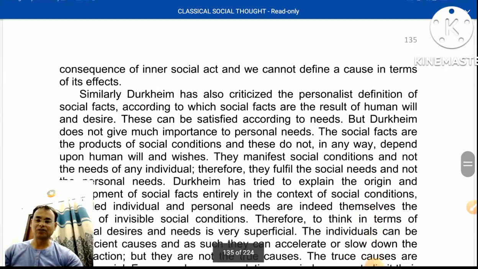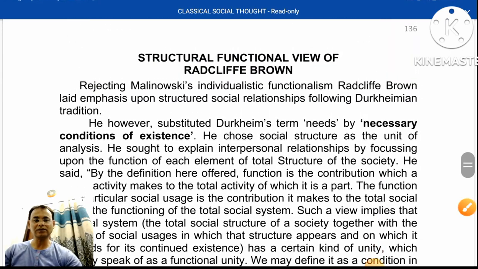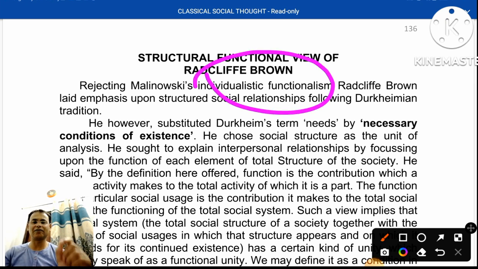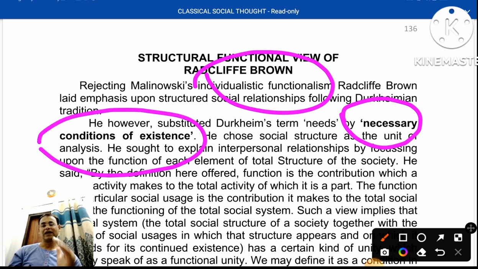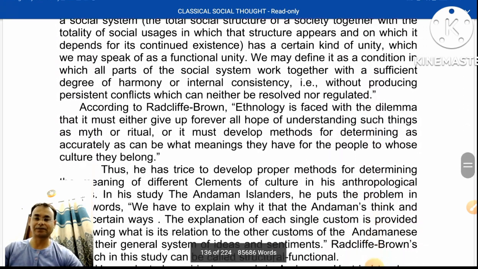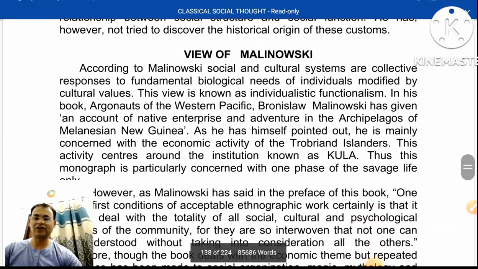So here we will discuss Merton's view on function. And Radcliffe-Brown emphasized, in the individualistic functionalism of Radcliffe-Brown and Malinowski, a structural social relationship. Following Durkheim's tradition, he, however, substituted Durkheim's term needs with necessary condition for existence. So you must remember, necessary condition for existence. Radcliffe-Brown talks about the necessary condition of existence, whereas Durkheim talks about the need of the society. And now we will see about Merton's views.